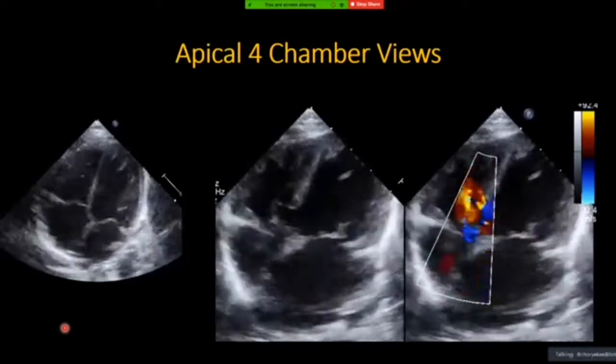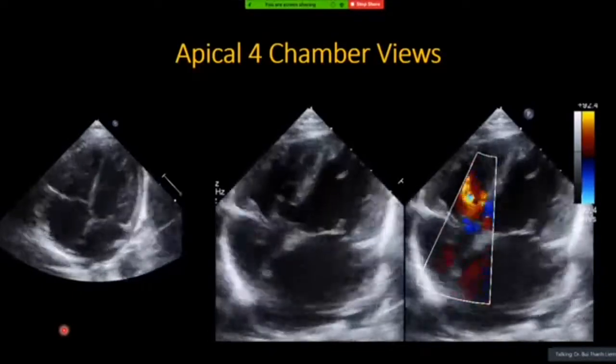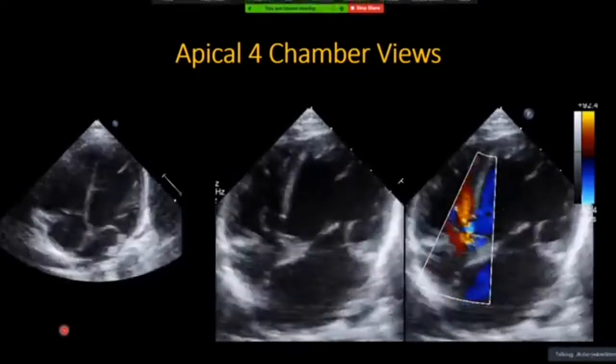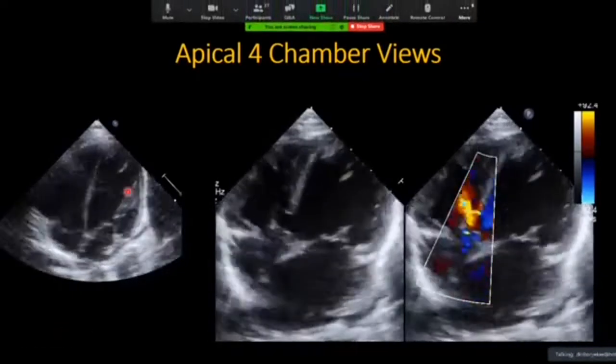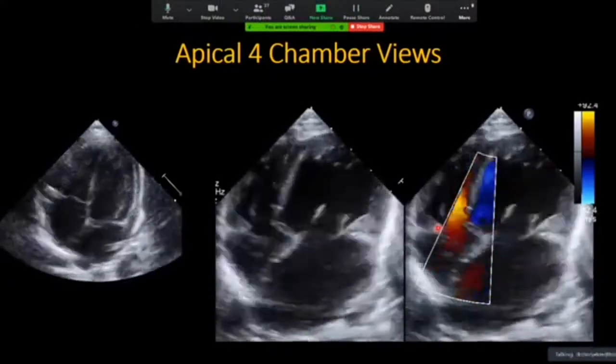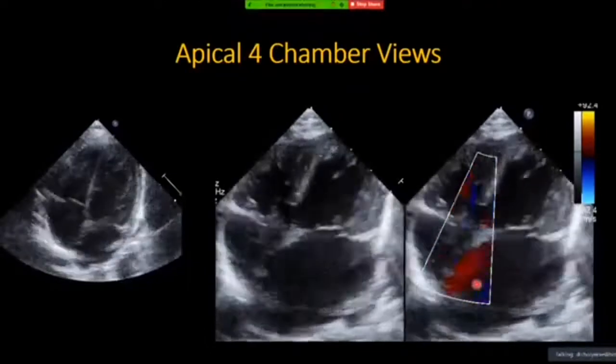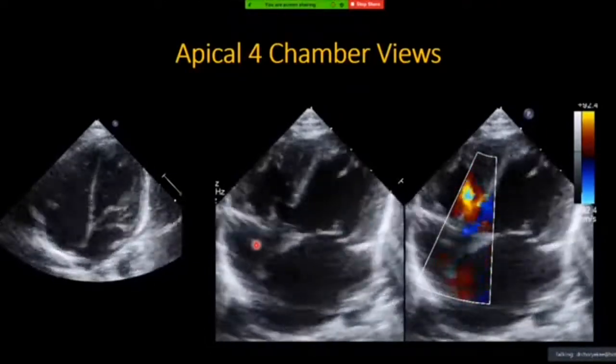Anyone want to try? Dr. Son has a comment: the patient has a VSD. Membrane VSD. Well done. So I think so. All right.